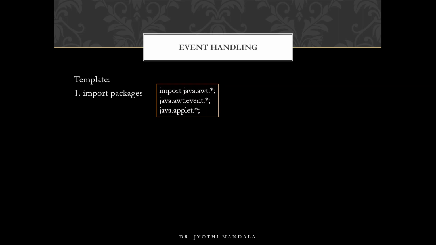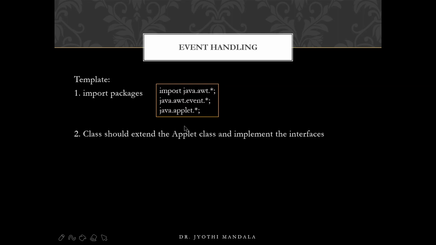So these are the packages we need to import. Next, we need to write our own class, which should be public, and that class should extend the applet class. Why? Because we are working with applets, and also we need to implement the interfaces. If you want to handle the keyboard events, then we need to implement the interfaces that are related to the keyboard. And if you want to handle the mouse events, then the interfaces relating to the mouse should be considered here, right? So as the second step, our class should be public, extend the applet class, and implement the interfaces. We can implement multiple interfaces also.